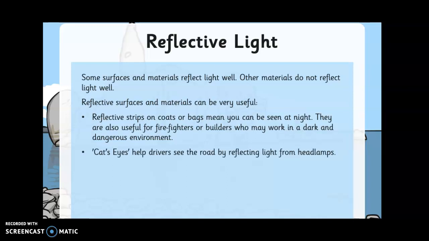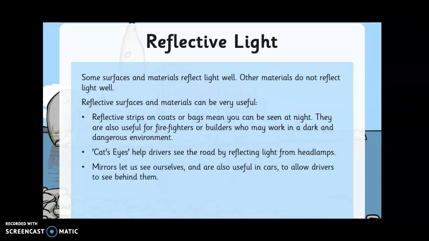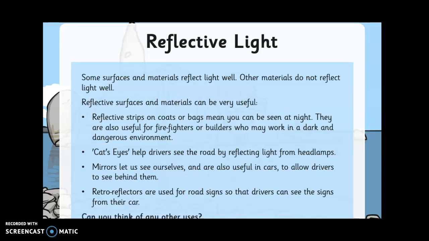Cat eyes help drivers see the roads by reflecting light from the headlamps. Mirrors let us see ourselves and are also useful in cars to allow drivers to see behind them. Retroreflectors are used for road signs so that drivers can see the signs from their cars. Can you think of any other uses?